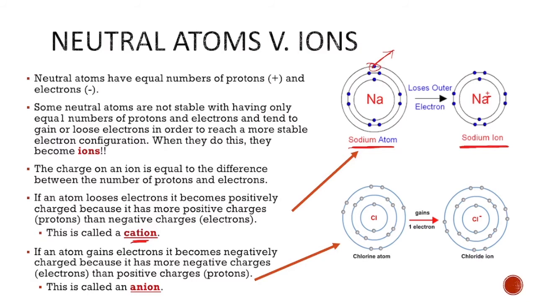But if an atom gains electrons, it becomes negatively charged because it has more negative charges than positive charges. For example, chlorine is a type of element that tends to gain electrons during chemical reactions. And when it gains an electron, it's gaining a negative charge. And so now it has an imbalance and it has more negative charges than positive charges. And so it becomes a chloride ion. Or if we wanted to be more specific, we could say that was a chloride anion. And that would tell us that it's got a negative charge.